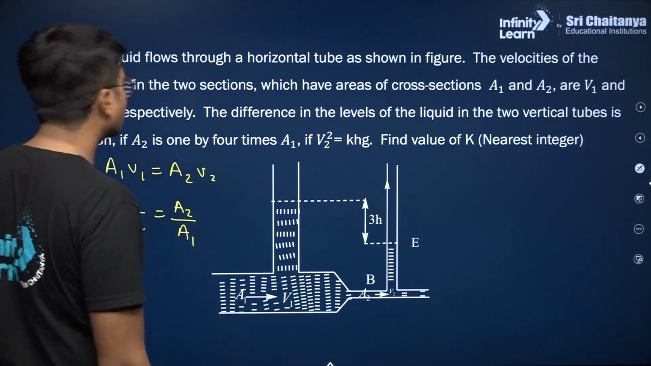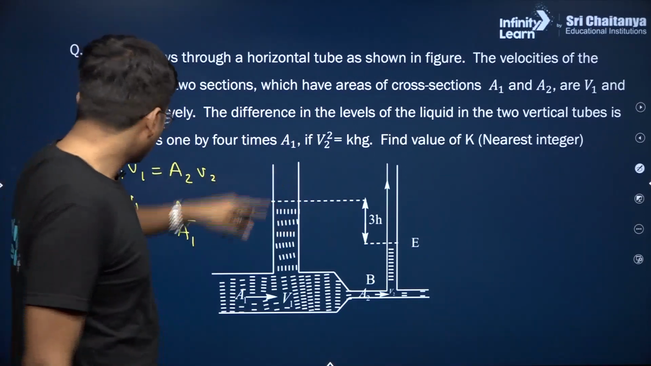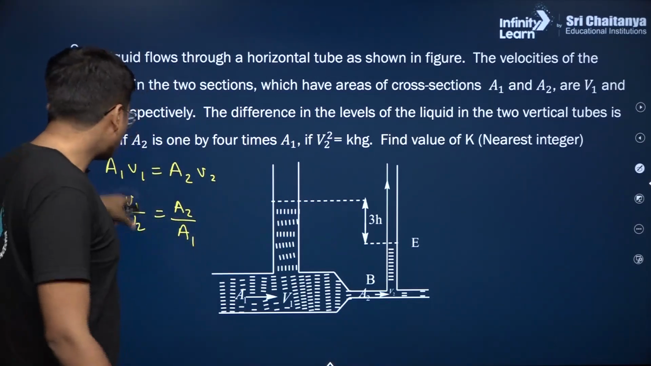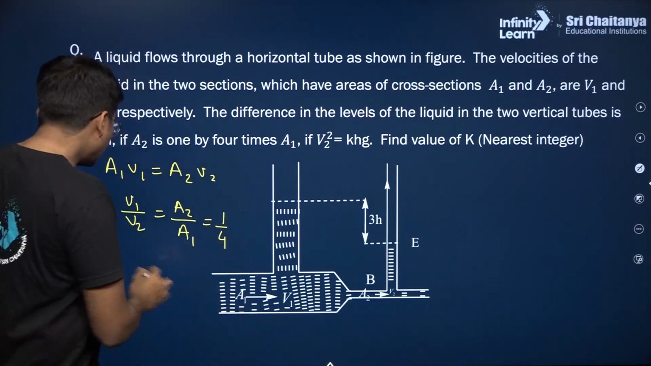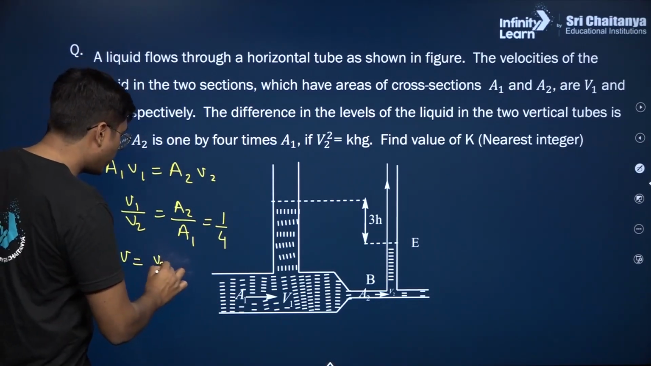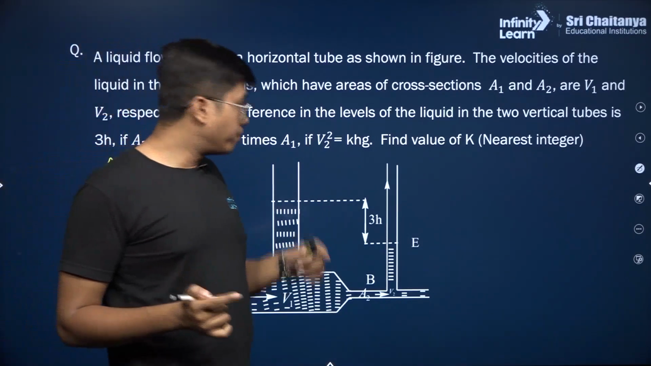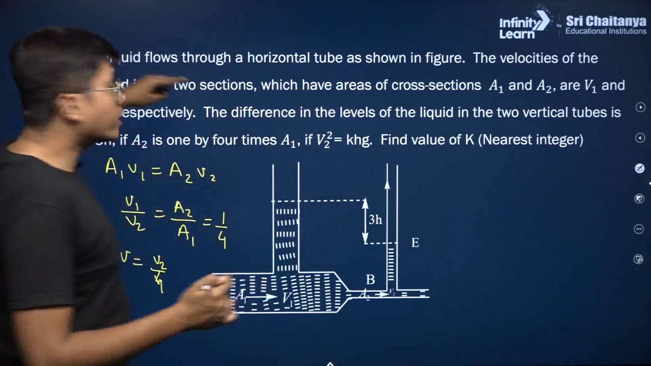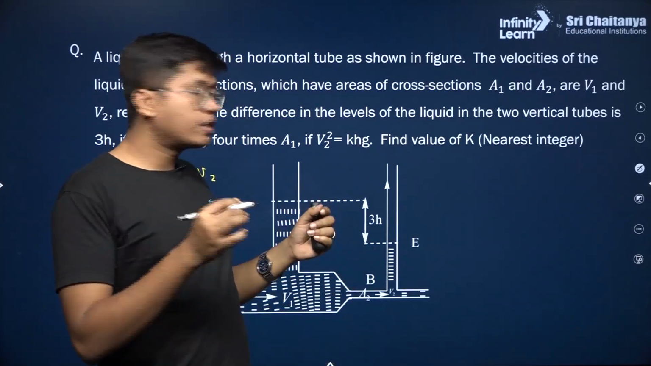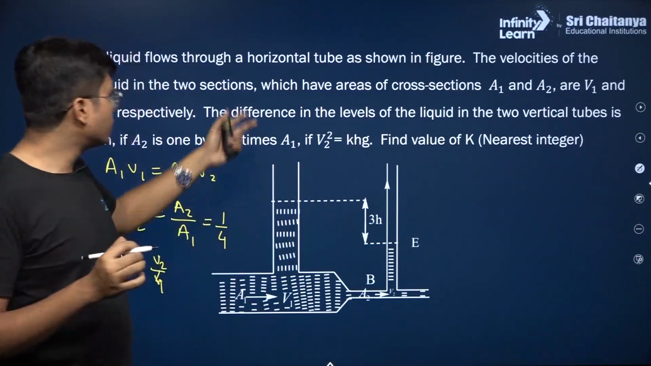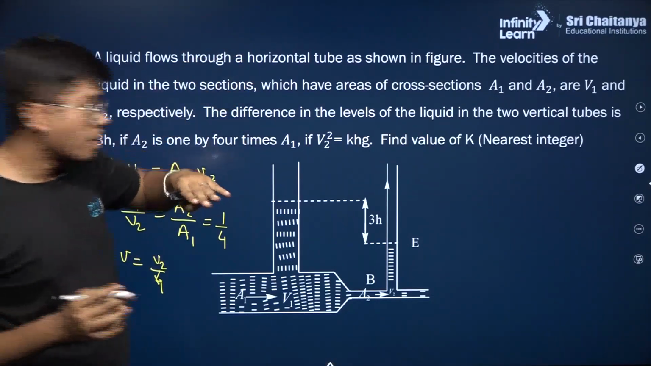Have we been given the areas of cross section? It said that A2 is 1 by 4 times of A1, so V1 by V2 is equal to 1 by 4, which means V1 is equal to V2 by 4. Now we'll move to the Bernoulli's theorem. And mind you, this is a horizontal tube, which means H is going to remain the same, density is the same. So we'll just be dealing with the velocities and the pressures.